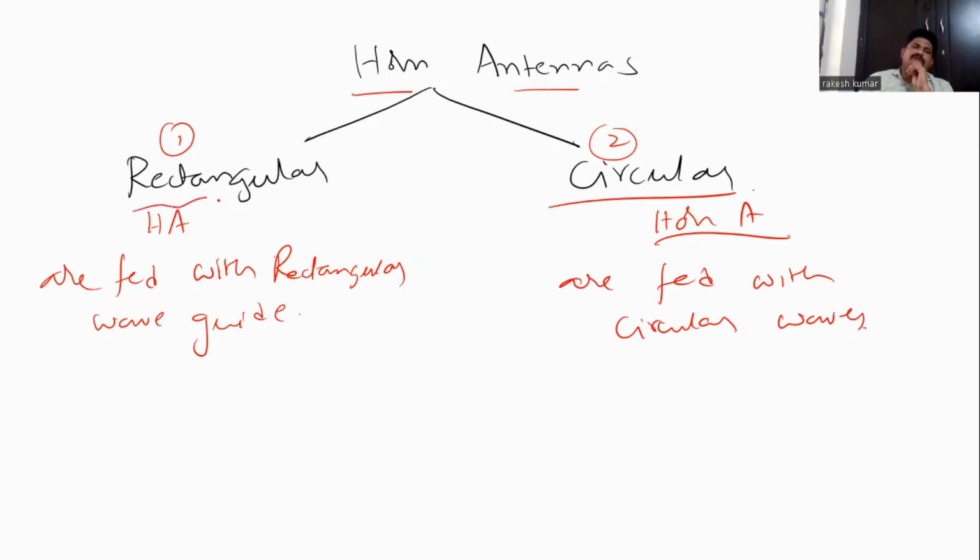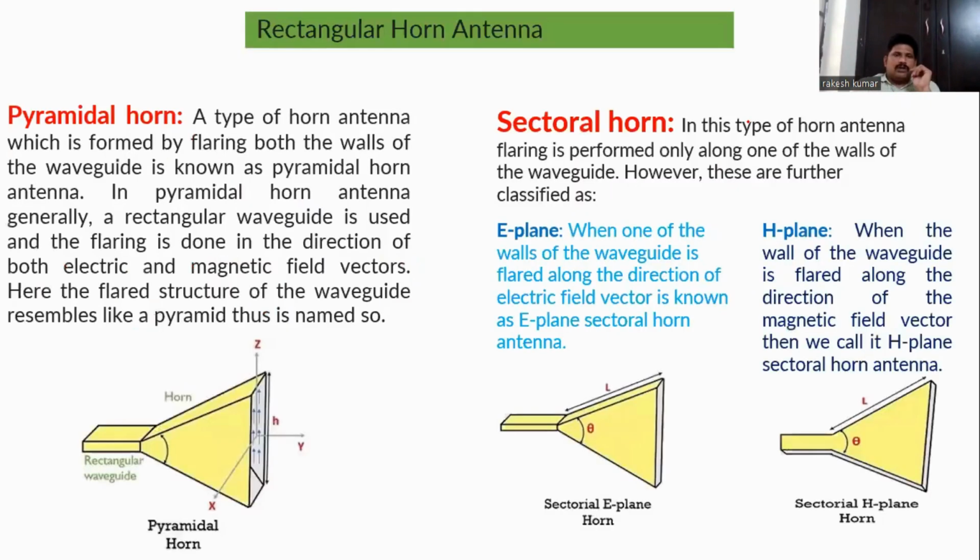So horn antennas are classified into rectangular horn antennas or circular horn antennas. If the waveguide is rectangular in shape, we call it a rectangular horn antenna. If the waveguide is circular in shape, we call it a circular horn antenna. Coming to the classification of rectangular horn antenna, it is subdivided into two categories. One is called the pyramidal horn, and the other is called the sectorial horn.